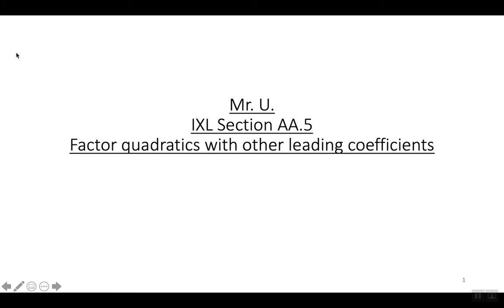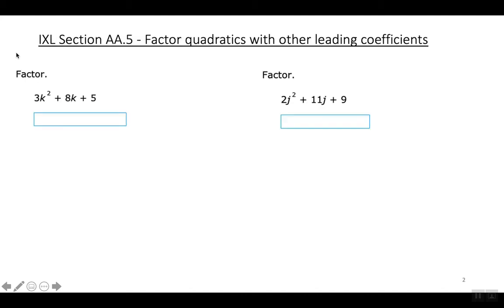IXL Section AA.5, Factor Quadratics with Other Leading Coefficients. All right, this IXL is extremely important. I highly recommend everyone to pay attention and to do this IXL. And even to my top students, I'll say, please pay attention to this IXL. It'll really help you understand how to do these and demystify the process of how you do this.